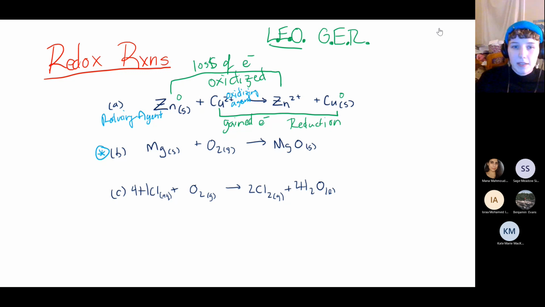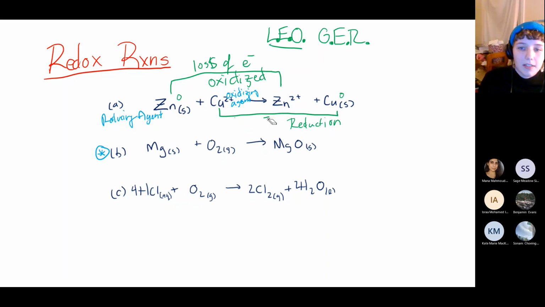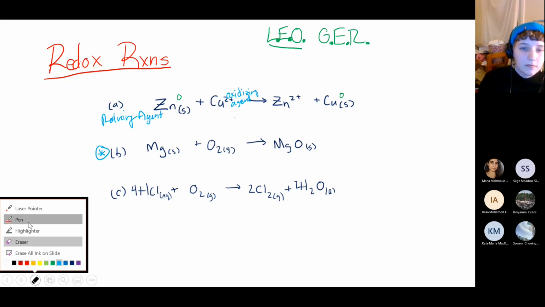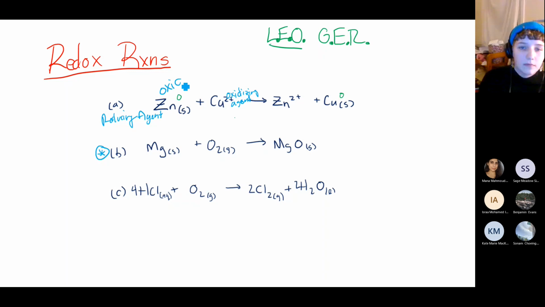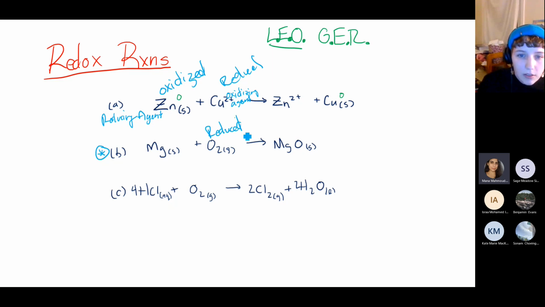Okay, that was about a minute. Does anybody want to answer? I'm just going to erase this stuff because it's getting a little messy. Just keep the reducing and the oxidizing agent. The oxygen is reduced and magnesium is oxidized. So oxygen is reduced and magnesium is oxidized.